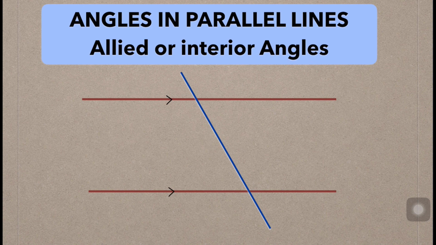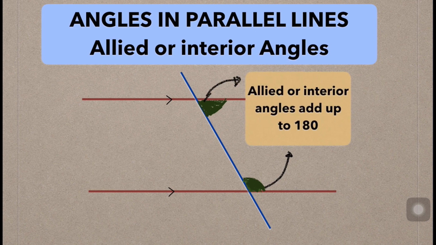Up next we have allied or interior angles. How are we going to represent this in parallel lines cut by a transversal line? Look at these angles shaded in green. These are allied or interior angles, which add up to 180 degrees. These angles are also called supplementary angles, because they are equal to 180 degrees.